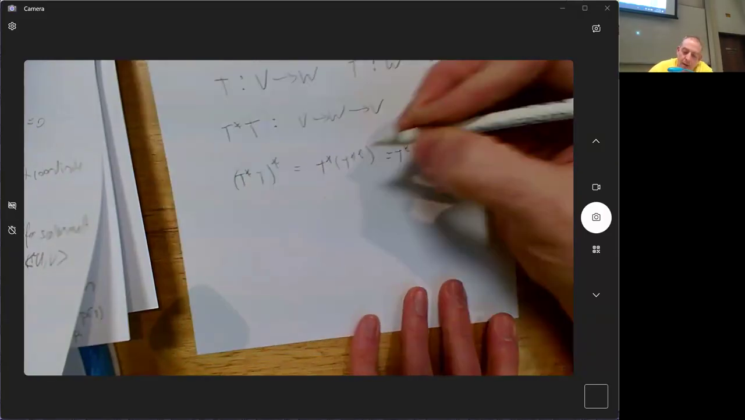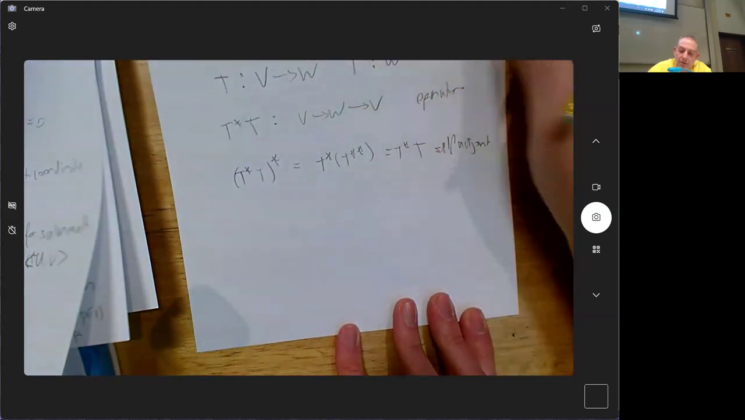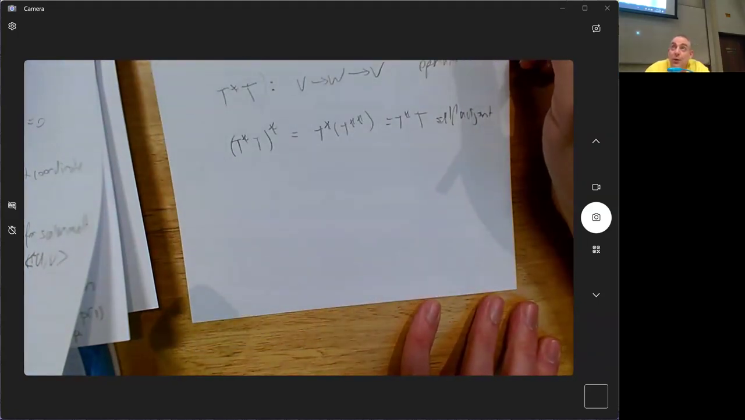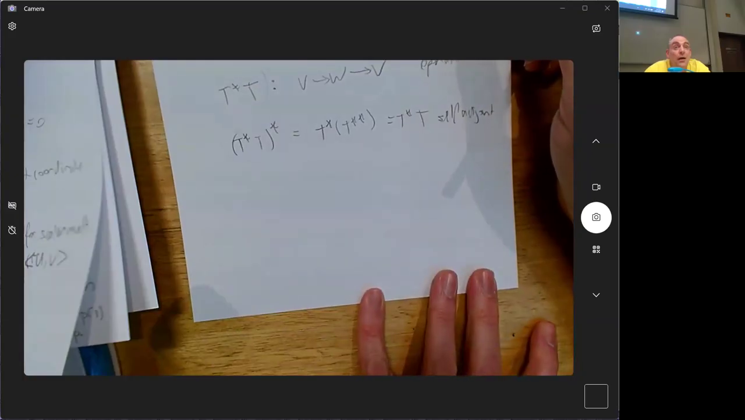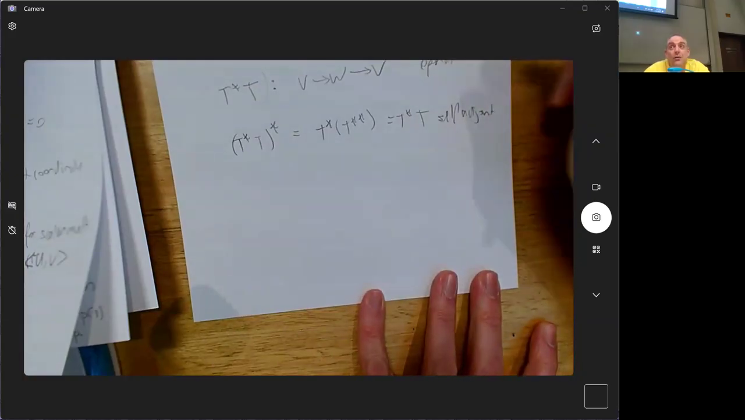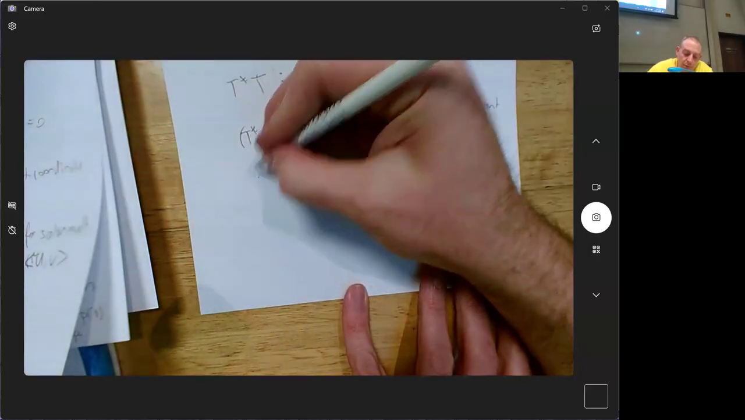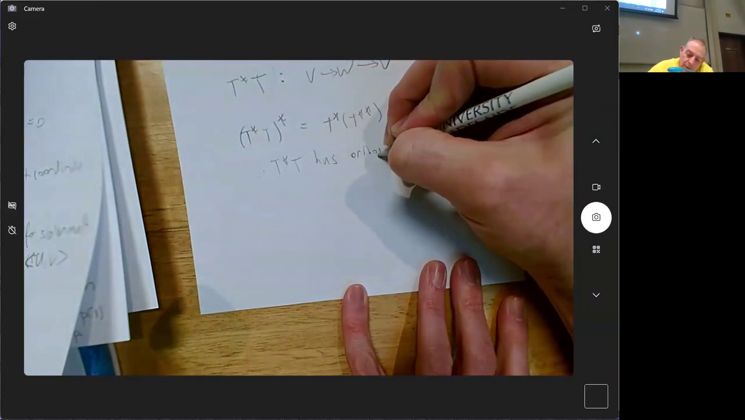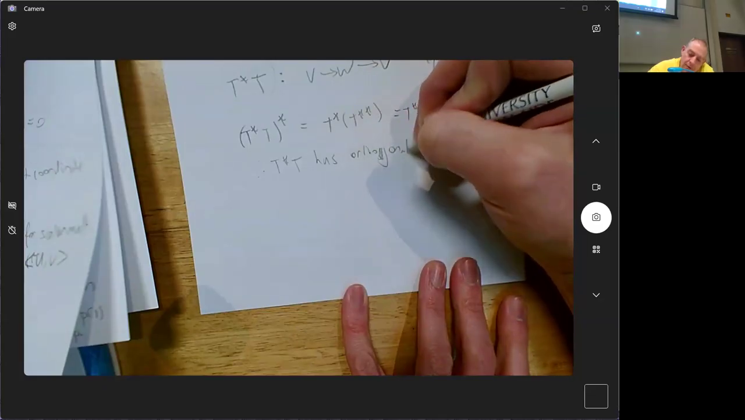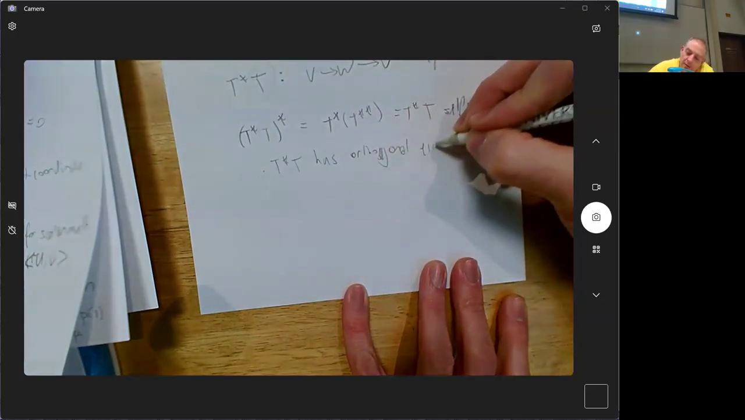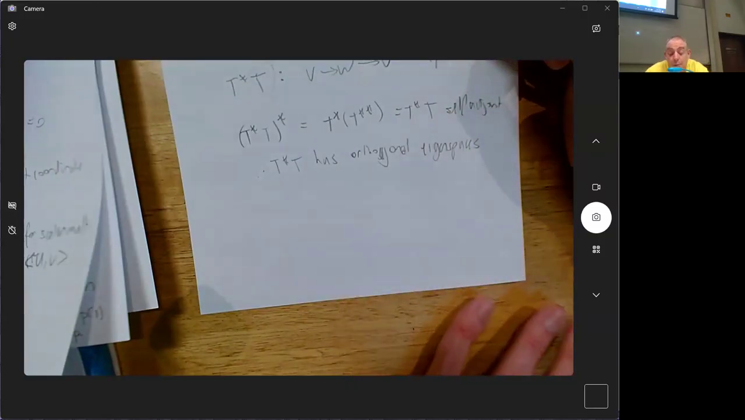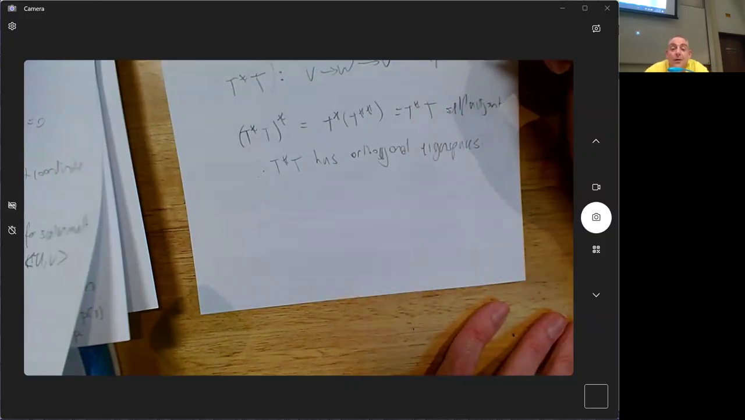So not only are its eigenvalues all real, its eigenspaces are all the right size, and the eigenspaces for different eigenvalues are orthogonal to each other. So therefore T star T has orthogonal eigenspaces. It has an orthonormal basis of eigenvectors.